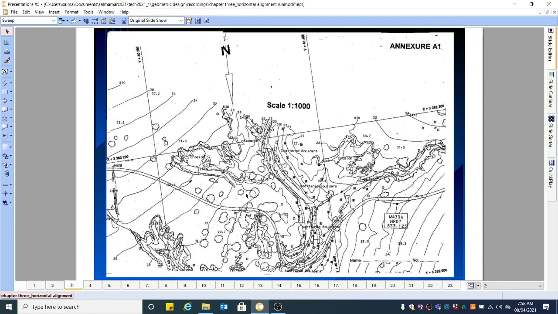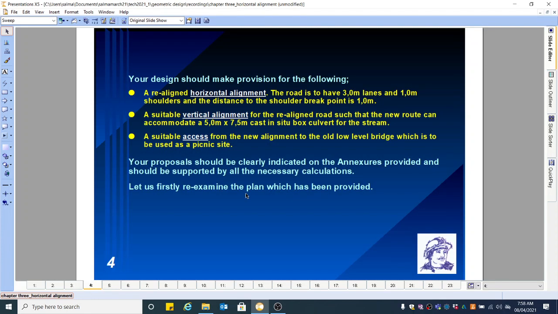So this is a layout that has been given to you. We'll look at this layout in more detail briefly. Your design should make provision for the following: a realigned horizontal alignment. The road is to have 3 meter lanes and 1 meter shoulders, and the distance to the shoulder break point is 1 meter. You're also required to do a vertical alignment, and you're also required to do an axis.